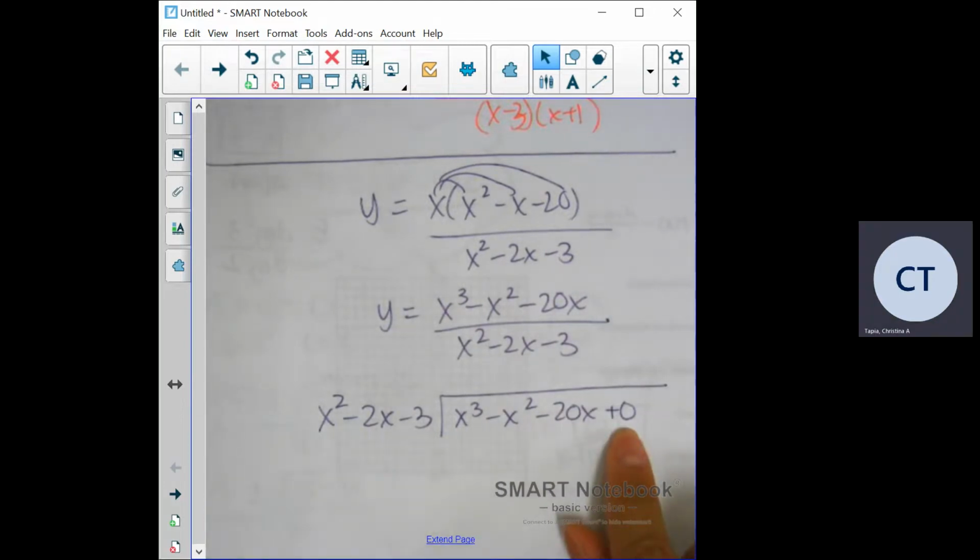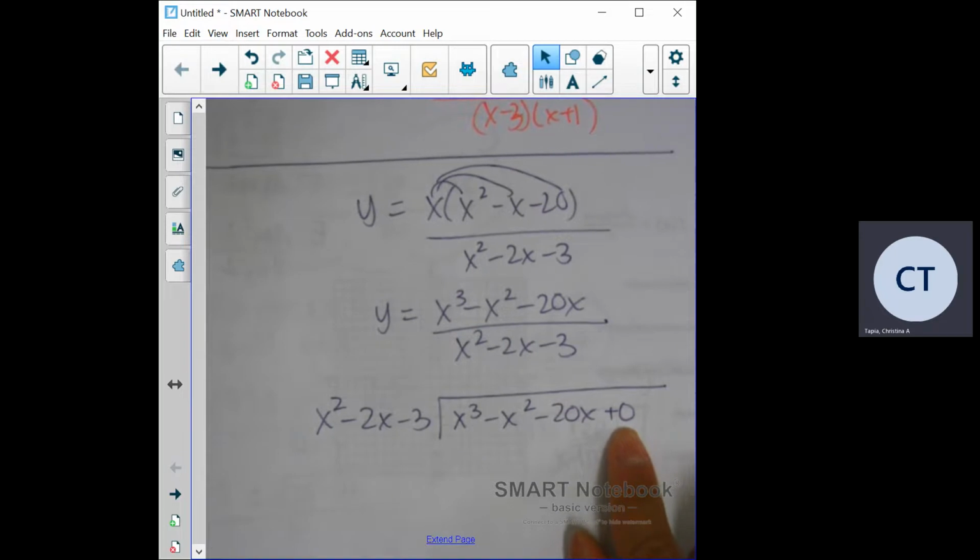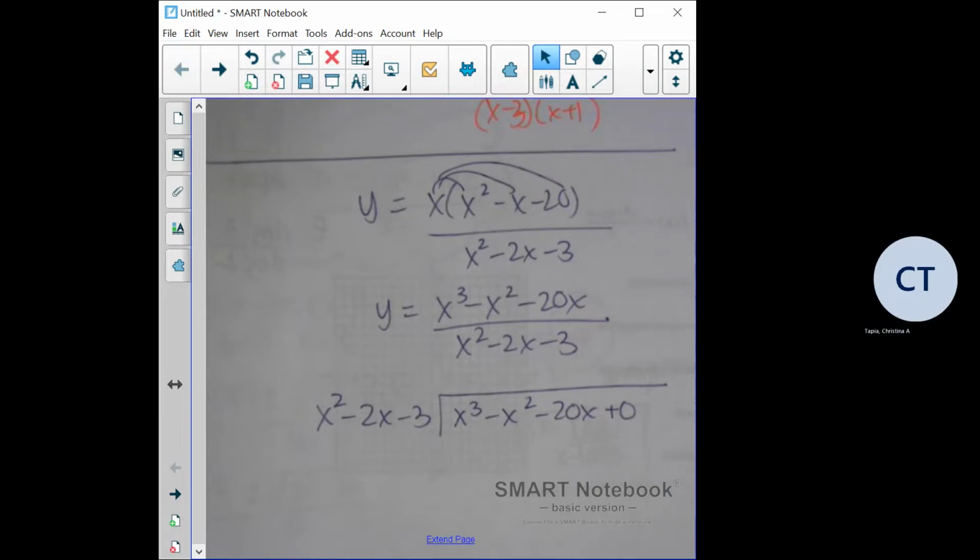Notice that I'm also putting a +0 at the end. You need a constant. We talked about this before with long and synthetic division. If a term is missing, put in that missing term. I'm giving y'all a head start. Try dividing it.